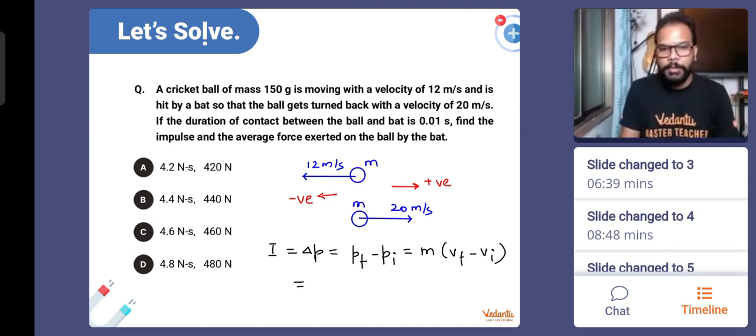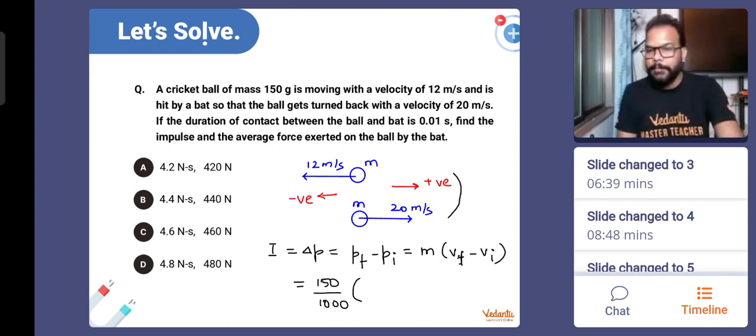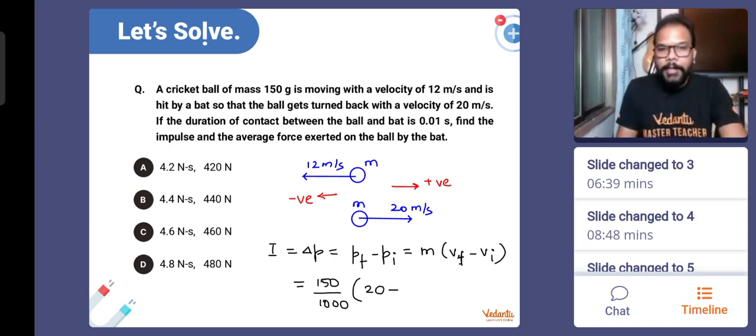Let me ask you people only in the chat box. The mass of the ball is 150 by 1000. Agreed. How will you write final velocity? 20 or minus 20? Look and tell me. Is 20 meter per second the final velocity? It is. Is it in the positive direction or negative direction? So it is positive 20. Thank you. Now I'll have to write a minus sign. Okay. What was the initial velocity? 12. And what is the direction of that velocity? The direction is already negative. So you'll have to write minus 12.